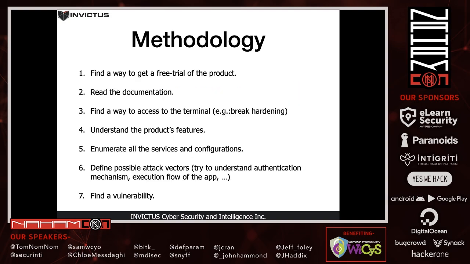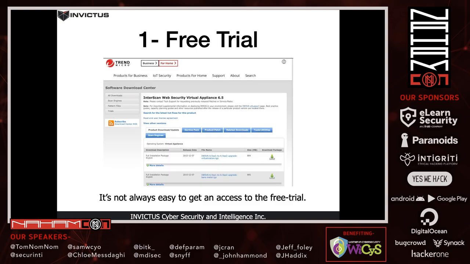So here's the methodology of my vulnerability research project, and the first step is quite easy. Find a way to get a free trial of the product, read the documentation about it, and find a way to make an SSH connection to the box. Try to understand the features, enumerate all the services and the configuration, and the most important part is to define the attack vector and find the vulnerability.